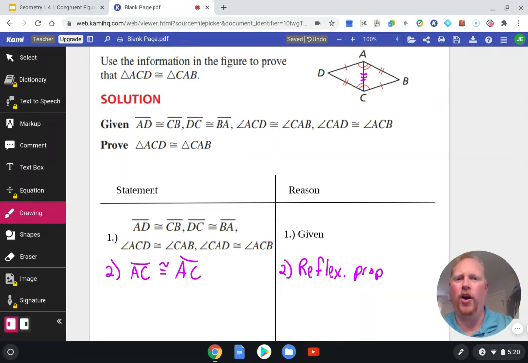So now I have it on record that I've got 3 sets of congruent sides, and I need that third angle. Well, hey, that's what we just talked about. If you know that 2 angles in one triangle are congruent to 2 angles in the other triangle, then the third angles have to be congruent. So step 3 is angle D is congruent to angle B by the third angle theorem.